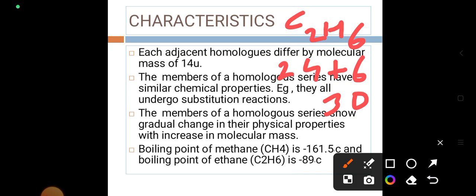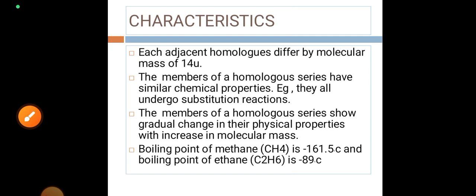So like that, if you go on subtracting the molecular mass of the next homolog from the previous homolog, then the subtraction would lead to 14, that is 14 u. That means every homolog differs from the previous homolog by a molecular mass of 14 u. I have already given the example, you can observe.